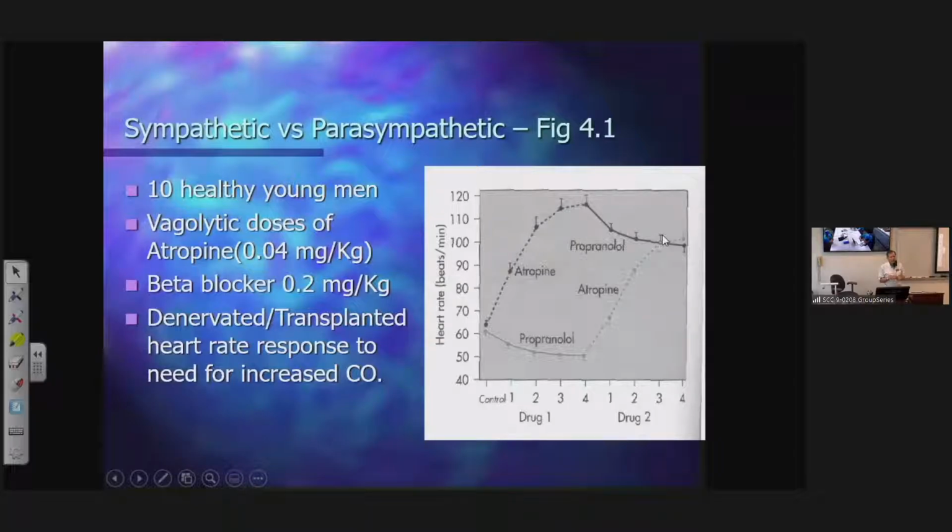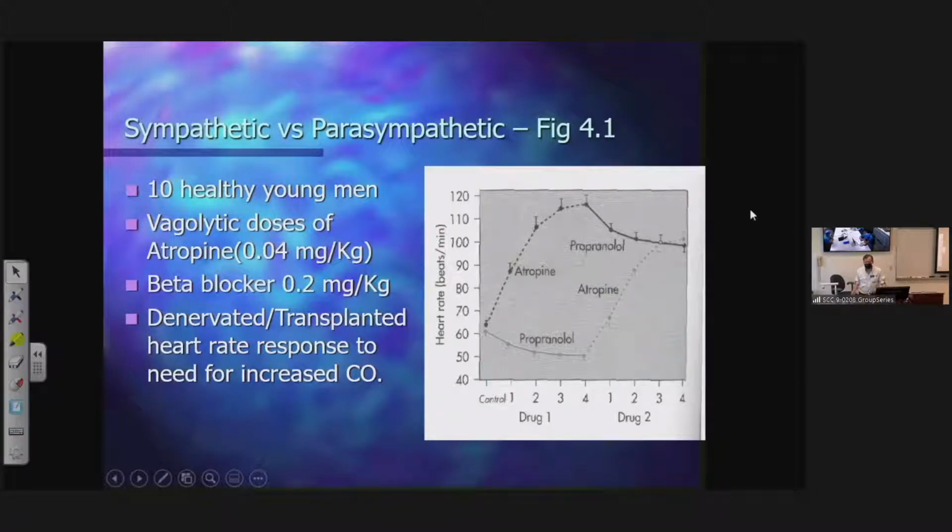So someone said Bainbridge, so that's kind of close. I'll answer it. Starling. Starling's law will be how your heart can regulate itself. That's an extrinsic function, which means outside of the brain.